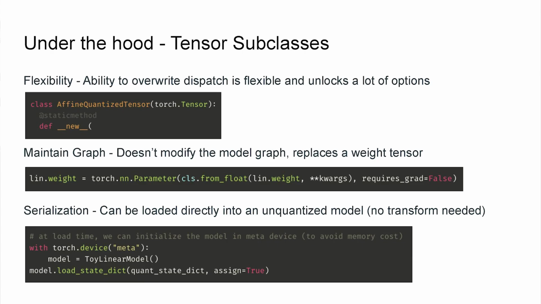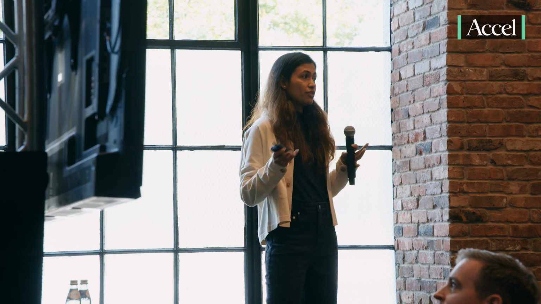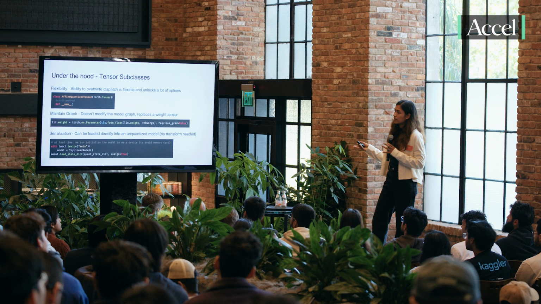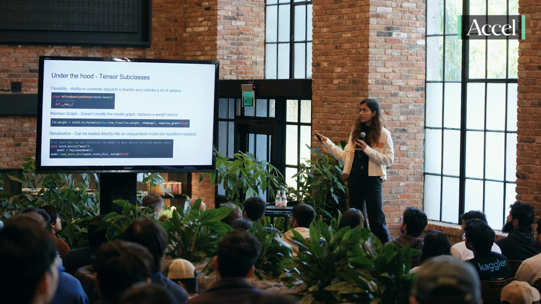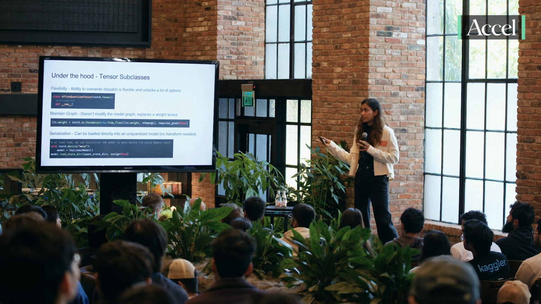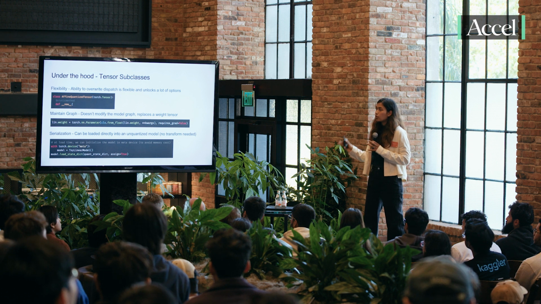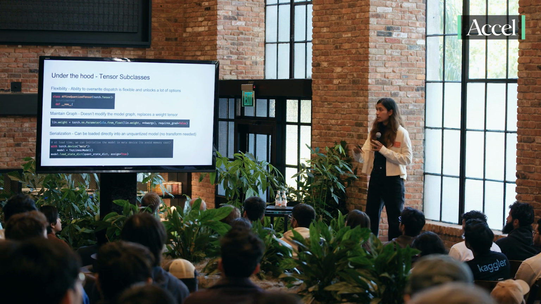Under the hood, torchao uses tensor subclasses for most of its quantization flows. This provides a few benefits, the first being flexibility. Since it operates at a tensor level, we can quantize operations like functional linear layers, and we're not limited to just NN linear modules. Moreover, since it doesn't modify the graph, your model before and after quantization effectively looks the same. And this has an added benefit of making the serialization and deserialization process really easy. So you can effectively load your quantized checkpoint into an unquantized model without requiring any prior transformation.